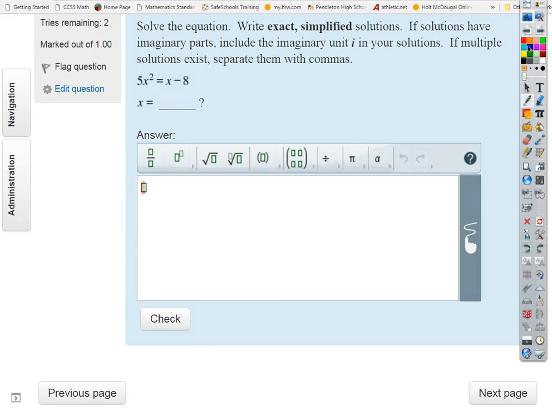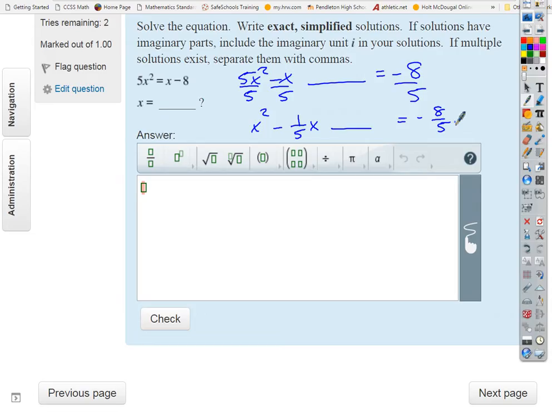So let's do that. If we've got something like this, let's gather the x terms on the left side, leave a space. Before we go any further, we've got to divide everything through by 5 because we need the coefficient of x squared to be 1. So that's going to give us the equation x squared minus 1/5 x equals -8/5.